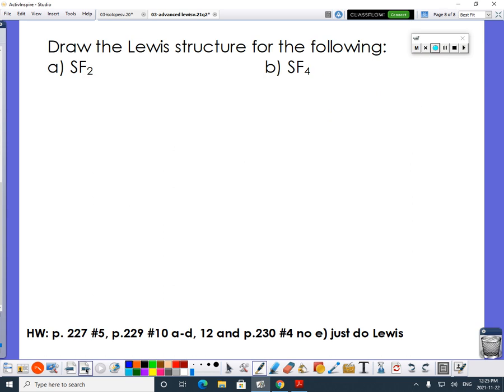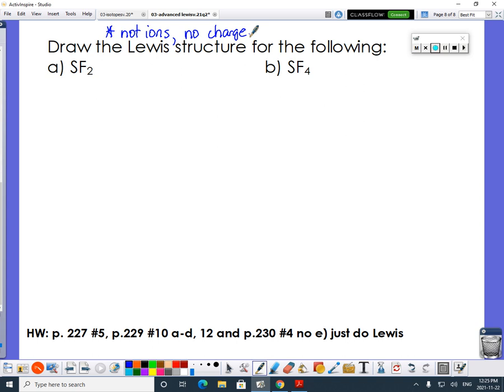Okay? So the next two, these are not polyatomic ions. There's no charge. So for these ones, if you want to do the old way with the bubbles and stuff, you can do that, okay? So SF2 is just like we would have done last year.